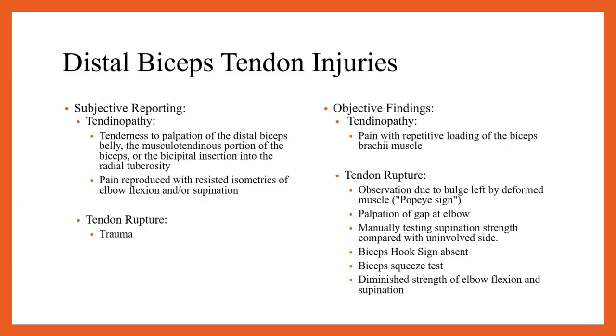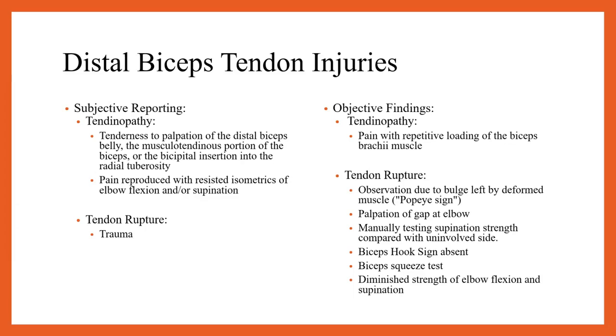And then in a tendon rupture, we're obviously going to have a trauma. So objective findings here for tendinopathy, we're going to have pain with repetitive loading. We've talked about that. And then with a tendon rupture, we're going to observe things about this. So it's a traumatic injury. I want you to picture this. Someone's bicep pops, let's call it. They're going to be in a tremendous amount of pain. They're going to be holding their arm. You might notice that the bicep muscle recoils up. That's going to be called a Popeye sign. It's a bulge left by a deformed muscle. On palpation, you're going to palpate even a gap in the elbow from where the muscle has now recoiled up the arm.